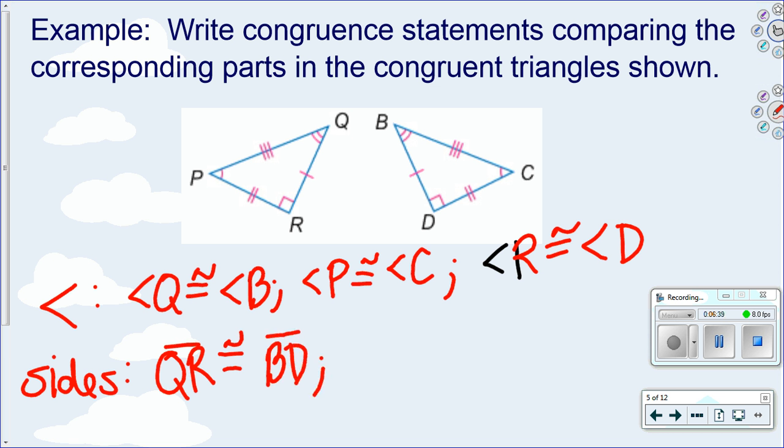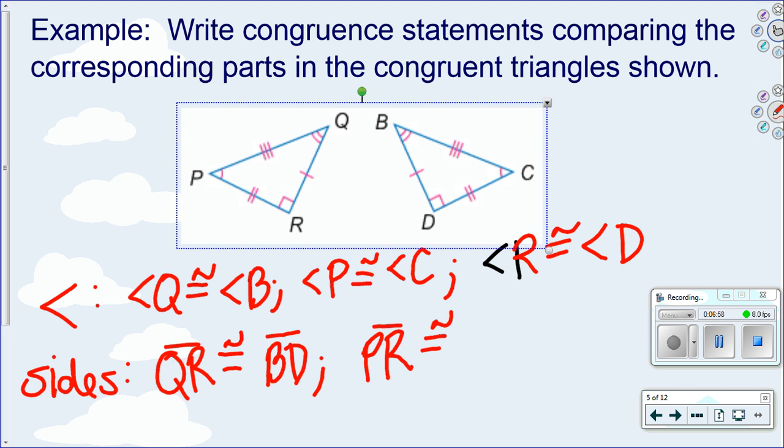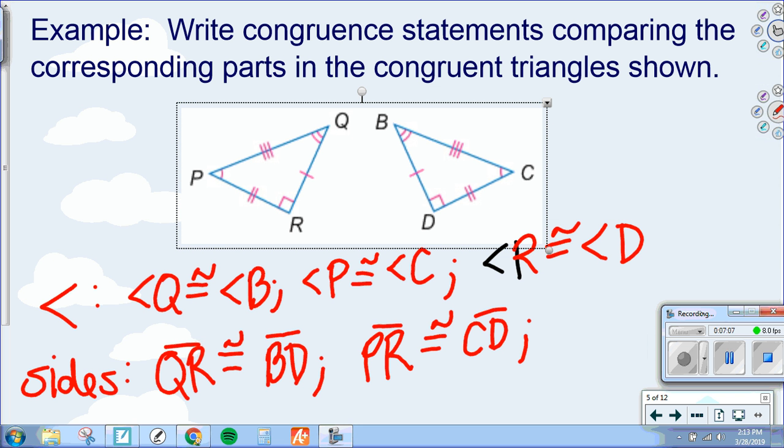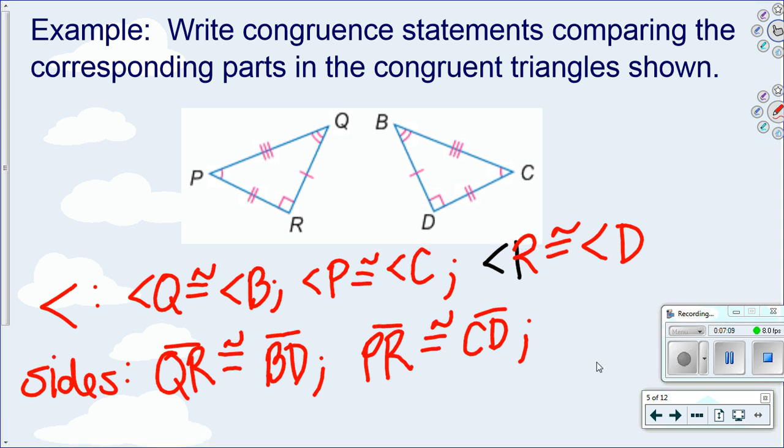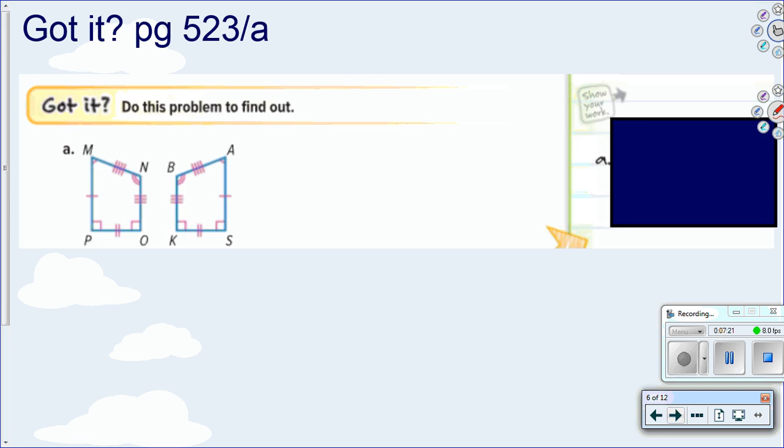So you can tell me another one. Jordan? P and R and B and C. PR, not DC. Because these are corresponding, it'd be CD. Does that make sense? Yes. Good. And the last one, Sky? BC is congruent to QP. Very good. Turn to page 523 and do letter A.